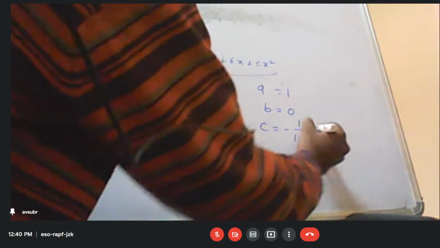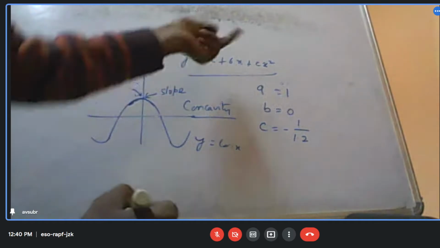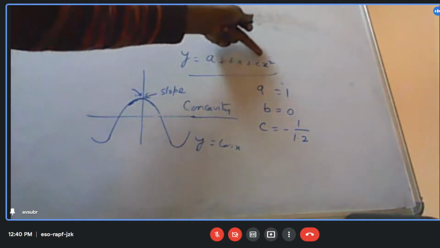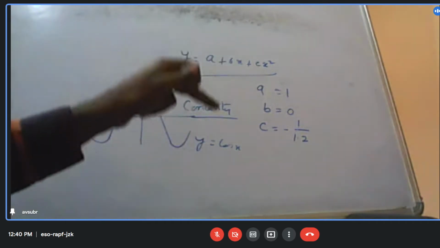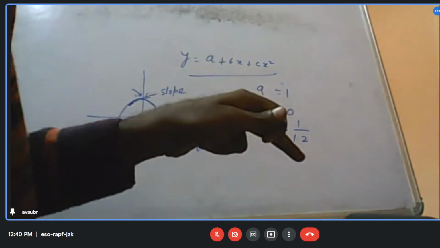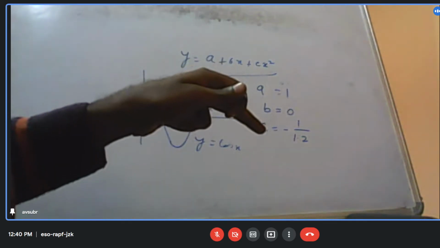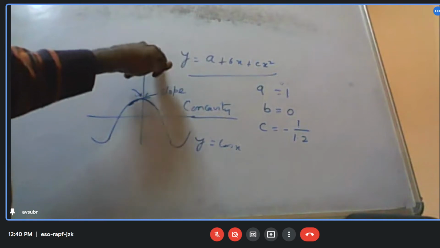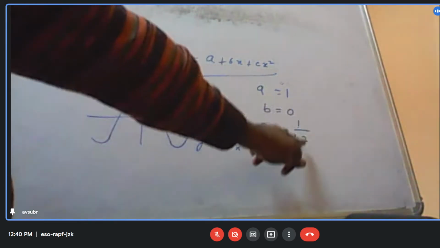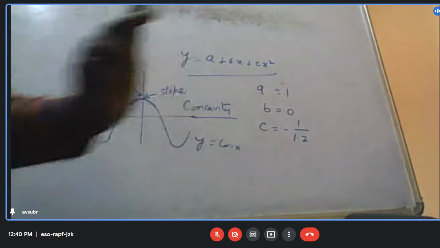I can write it as 1 by 1 into 2, because the first time when I differentiate I will get 2cx. The second time I will differentiate, 2 into 1 into c. Right? So c will be equal to minus 1 by 1 into 2. I hope up to this there is no problem.